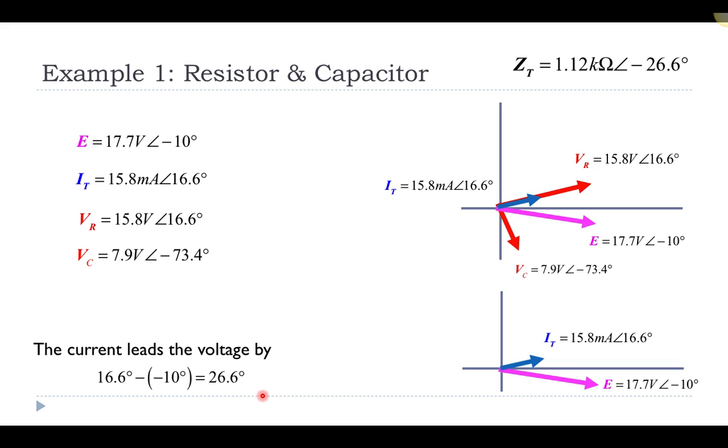The other thing we notice, of course, is that the voltage across the resistor and the voltage across the inductor are out of phase with one another by 90 degrees as well, which is what we would expect.